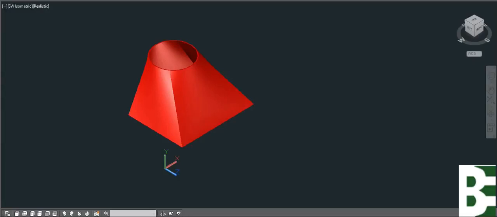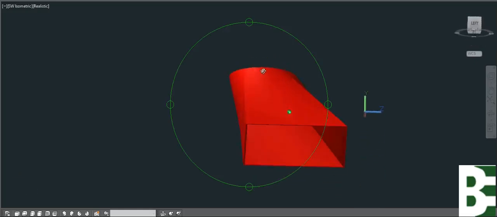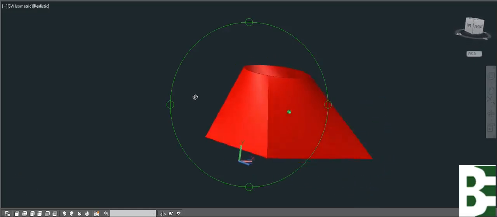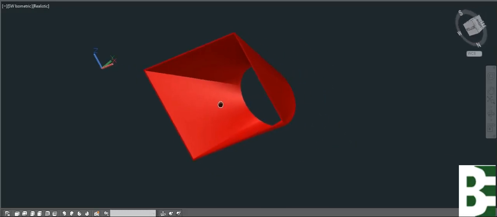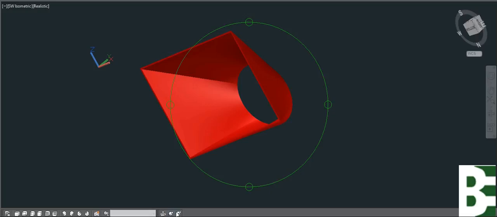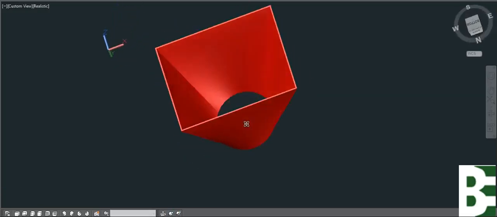Hello friends, today we will learn how to fabricate the offset transition. As you can see in the 3D drawing, this is our offset transition. You can see both the center lines are not matching with each other from the top and the bottom. If you draw the center lines, these are offset.